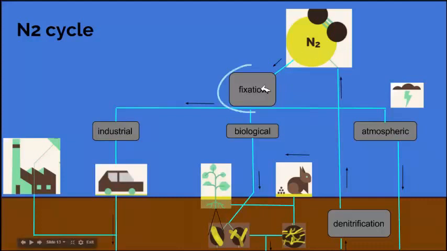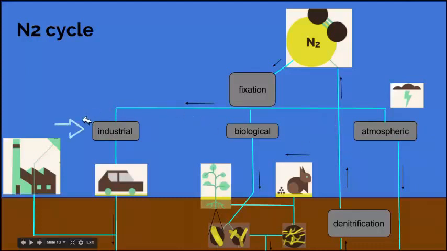So this process of fixation can be done in three different ways as represented here. We'll start with the atmospheric. In this case, during thunderstorms, photons from lightning form nitrogen monoxide by adding atmospheric oxygen to atmospheric nitrogen. So we end up with a nitrogen monoxide.